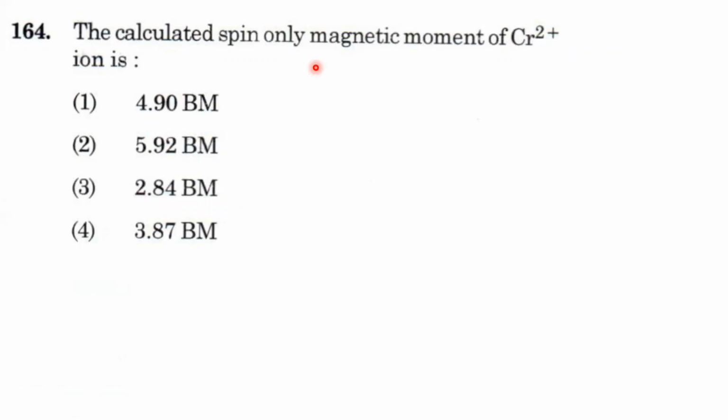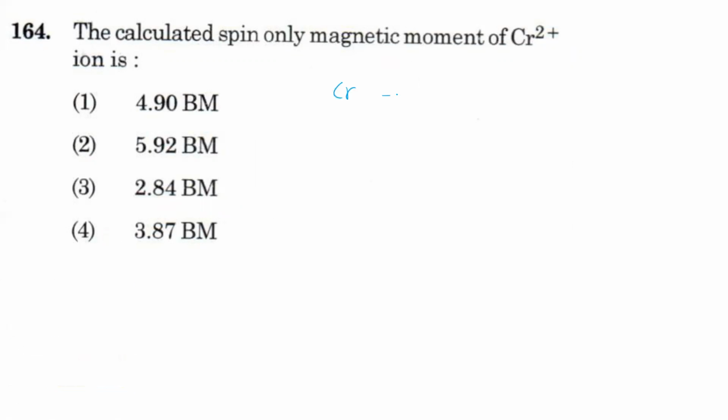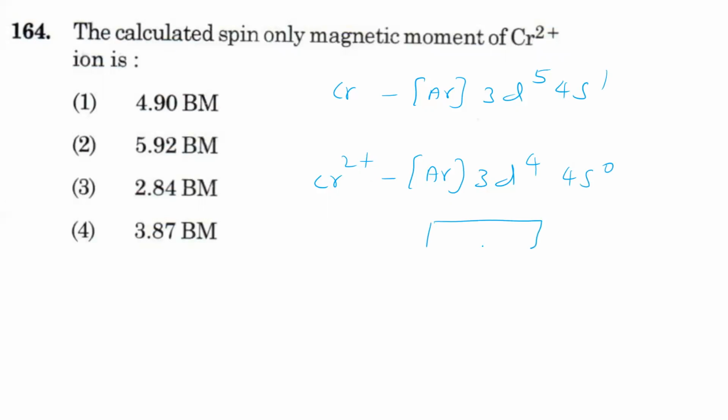Now, they're asking for the spin only magnetic moment. We will take chromium. Chromium electronic configuration is argon 3d5 4s1. So for Cr2+, we have to remove 2 electrons: the first from 4s and one more from 3d. Therefore 3d4 4s0. The 3d has 4 electrons, which fill four orbitals, giving 4 unpaired electrons.